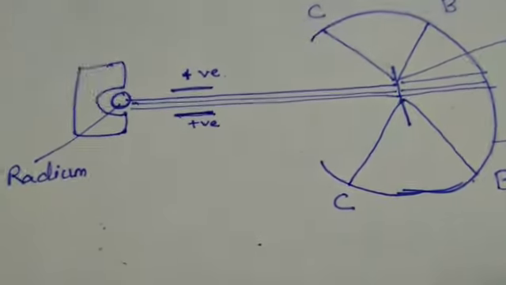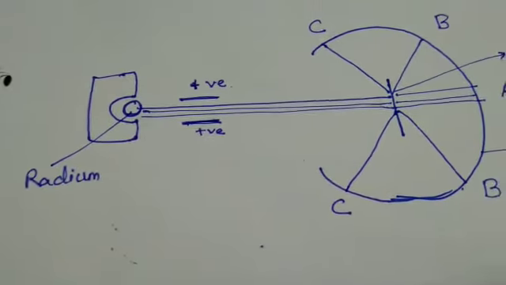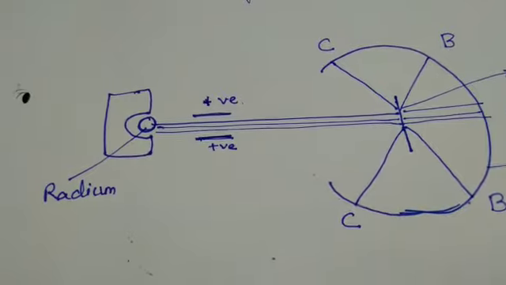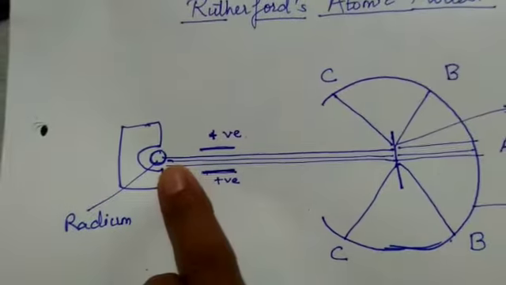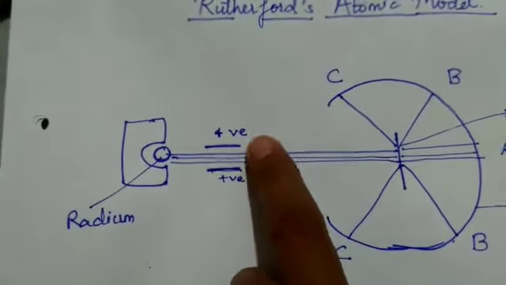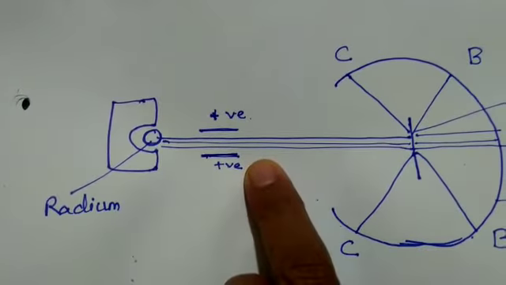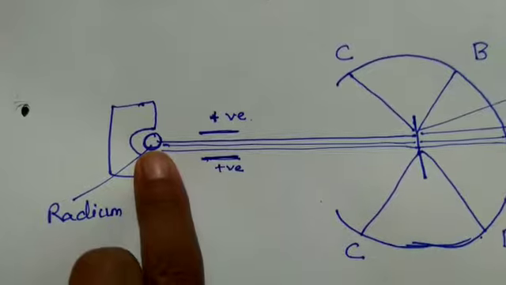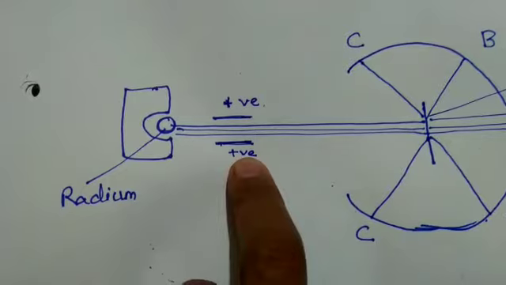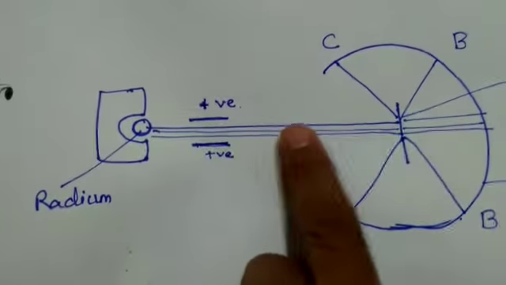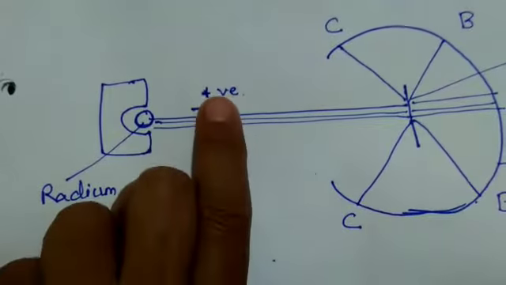Now he put the radium into a lead chamber. Why a lead chamber? Because lead has the capacity to absorb the particles produced by the radium, and the particles were made to pass through two positively charged parallel plates. Why are these positively charged parallel plates taken? Because the alpha particles are also positively charged. If they pass through two parallel positively charged plates, they will move in a straight line, as they experience the same repulsion from both the positive plates.